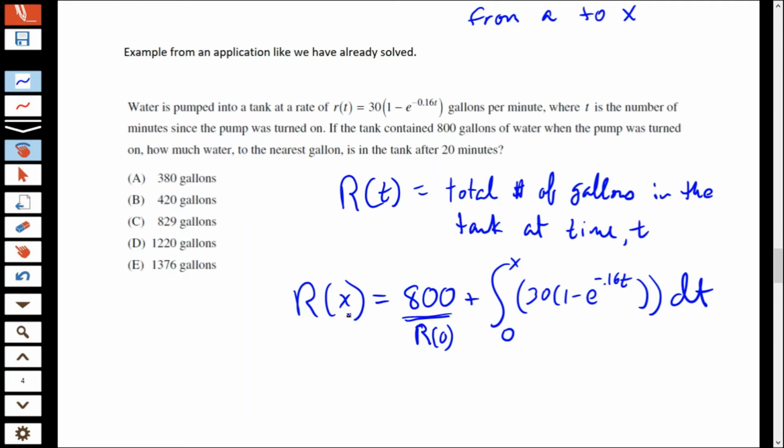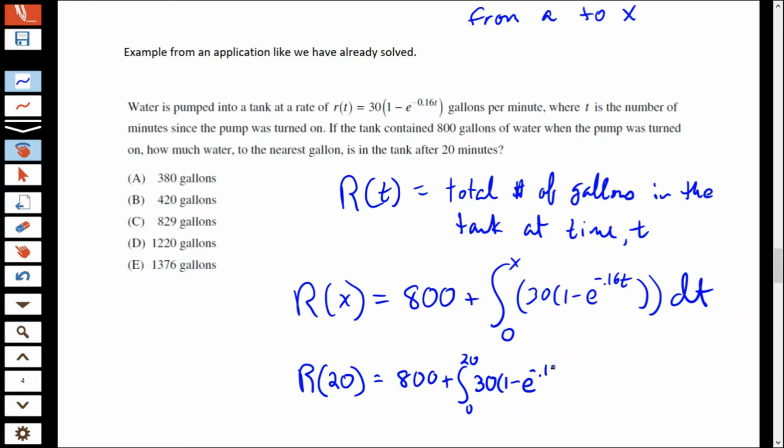Now if you plugged in 0 minutes, you would have an integral from 0 to 0, which would be 0, and you'd end up with just 800, right? So it makes sense with that initial condition that that's what you would get out. Of course, we want to know how much is going to be in there after 20 minutes, so we're looking for R of 20. That's going to be 800 plus the integral from 0 to 20 of 30 times 1 minus e to the negative 0.16 t dt.